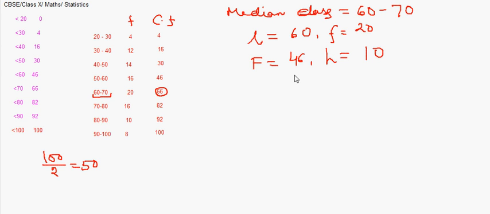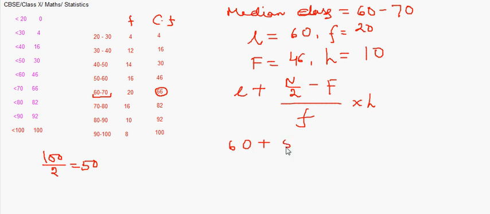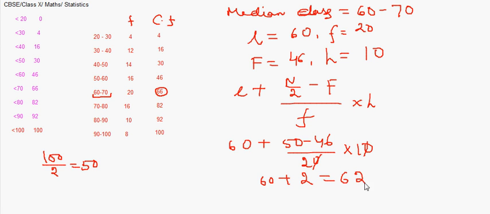And now we apply it in the formula. L plus n by 2 minus capital F by small f, multiplied by h. So it is 60 plus 50 minus 46 upon 20, into 10. So this is 4 by 2, it is 2, so it is 60 plus 2, that is 62. So the median of this less than table given to us is 62.